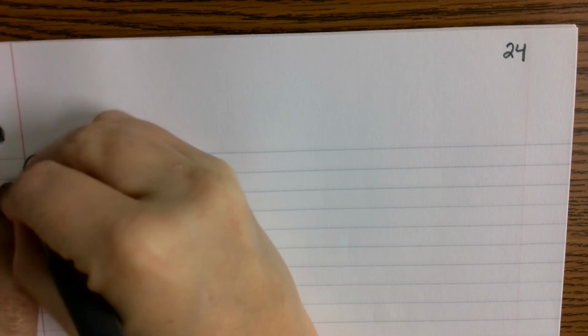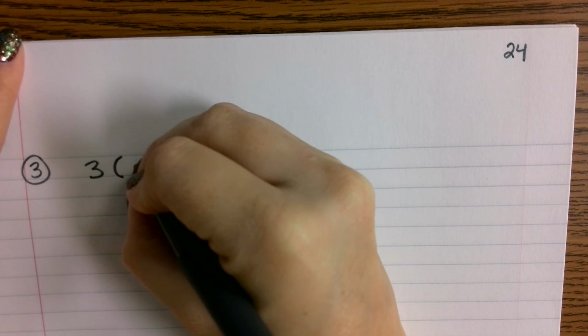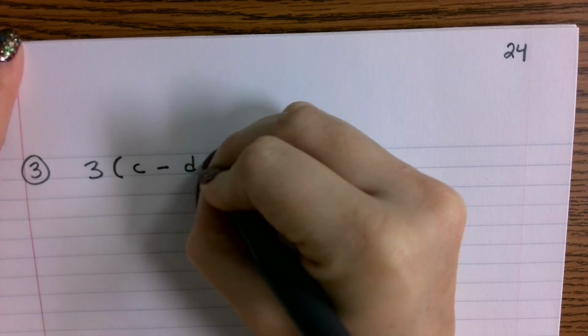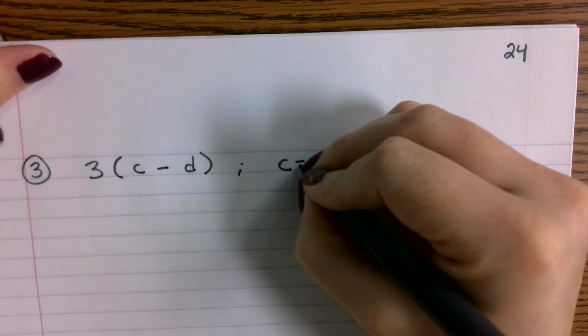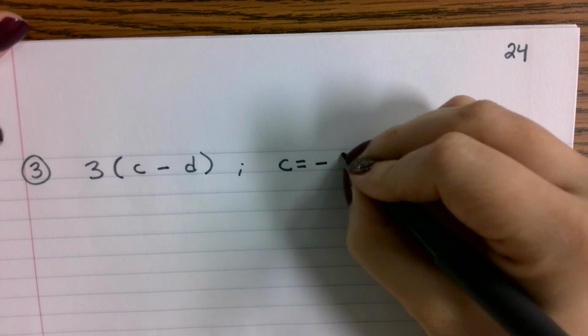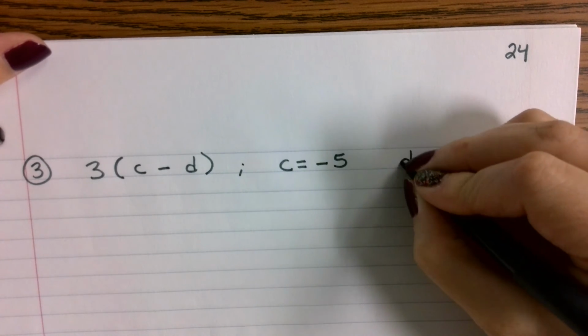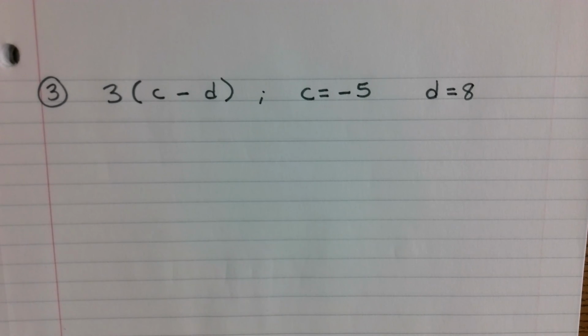Page 24. Try this one on your own. 3 times the quantity of C minus D, C is going to be equal to -5. D is going to be equal to 8. Do this one on your own.